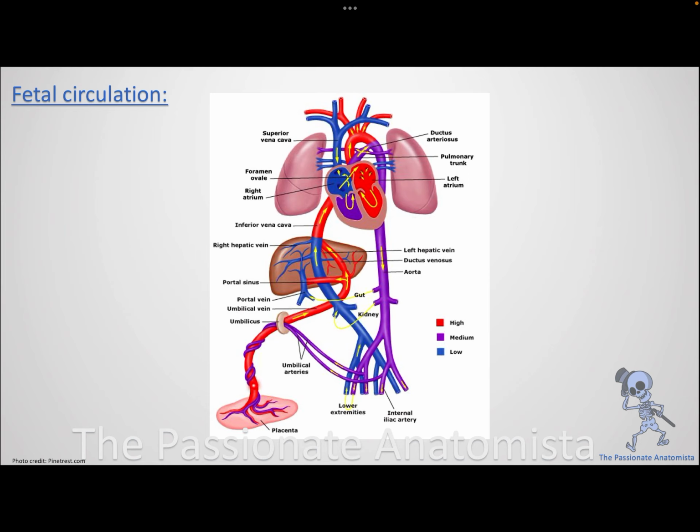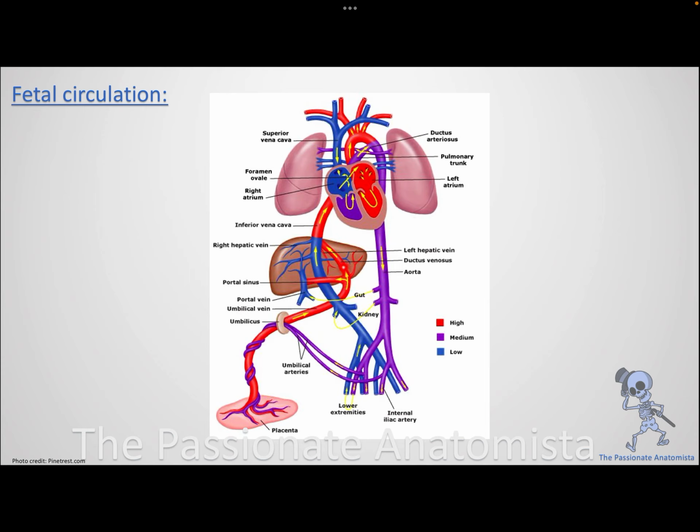So the oxygenated blood comes from the mother by the umbilical vein, and the umbilical vein is basically the left one, because the right one disappears early in development. So this is the umbilical vein. It brings the oxygenated blood all the way from the mother, with the nutrition, with the oxygenation, with everything that we would ever need in fetal life.